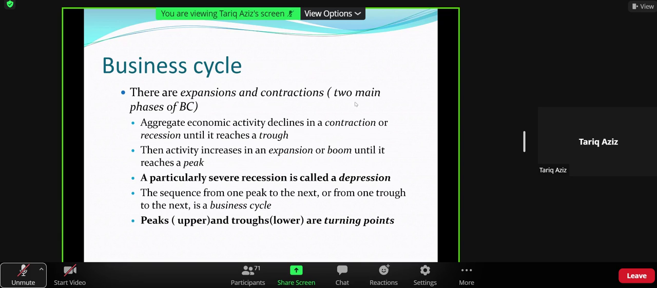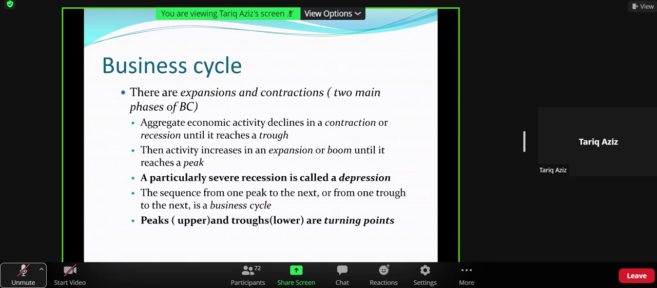So there are expansion and contraction, two main phases of the business cycle. When economic activities increase, that phase is called expansion. And when economic activities decrease in the economy, that phase of the business cycle is called contraction. So aggregate economic activity declines in a contraction or recession until it reaches a trough. The contraction phase is also known as recession.